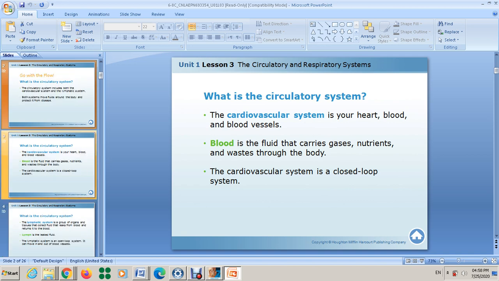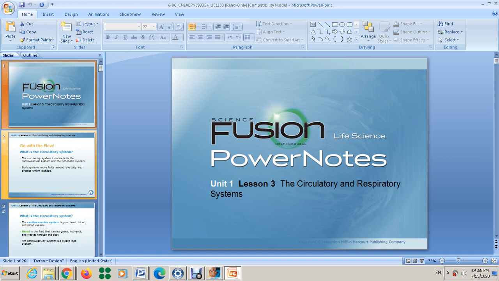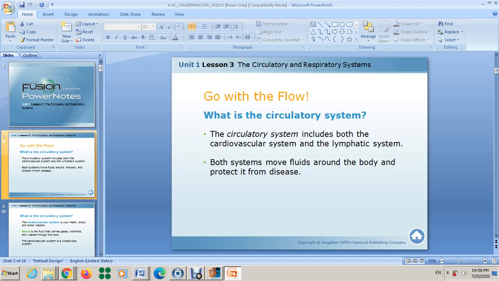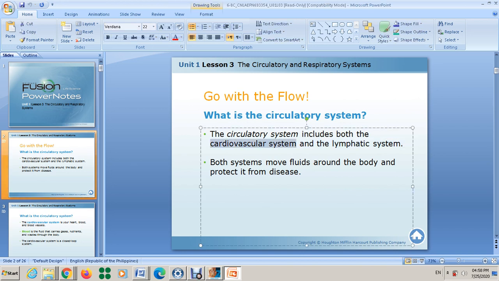If we want to talk about the circulatory system, the first thing that comes to your mind is the blood, heart, and the blood vessels. But actually, this is not the full answer. To know the full answer, we want to know what the other part of the circulatory system is. Let's look at this slide. The first thing they mention: the circulatory system includes both, listen, the cardiovascular system and the lymphatic system. So they are 2 in 1.